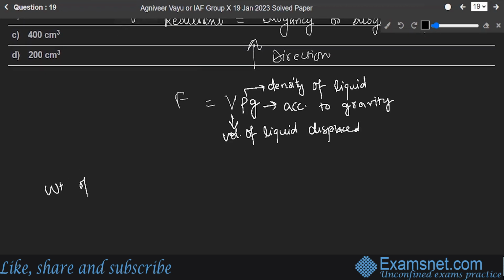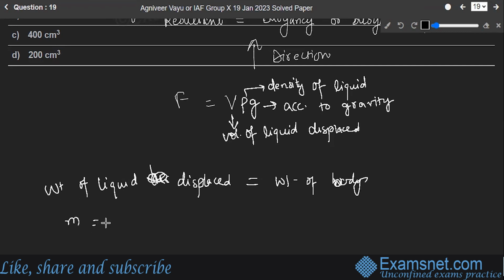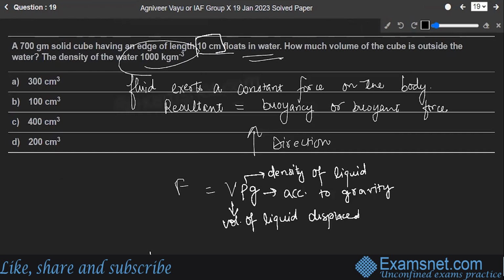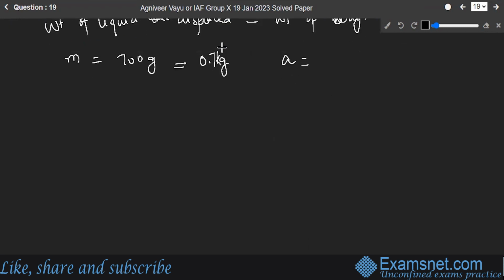Weight of liquid displaced will be equal to weight of the body. Right. So body is 700 grams. Let's convert into kilogram first. So this is equal to 0.7 kg, right? A is equal to 10 centimeter because it floats 10 centimeter over here.